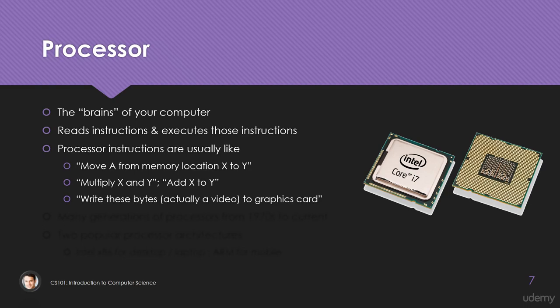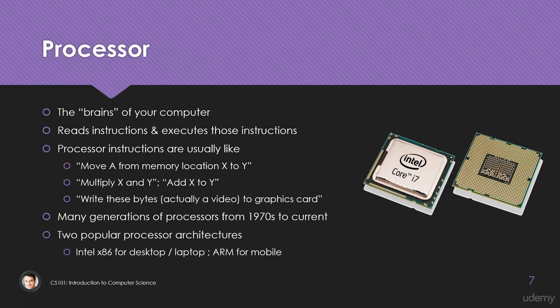The code, the software running on it, tells a processor to move something from one memory location to another, multiply these two numbers, add these two numbers, write these bytes to a graphics card. Those bytes themselves could actually be a video, but it doesn't matter. To a computer, you're telling it to write these bytes to a graphics card, and it's going to send that set of bytes to a graphics card, which might display video on your computer. There are many generations of processors from the 1970s when computers first came into being to current.